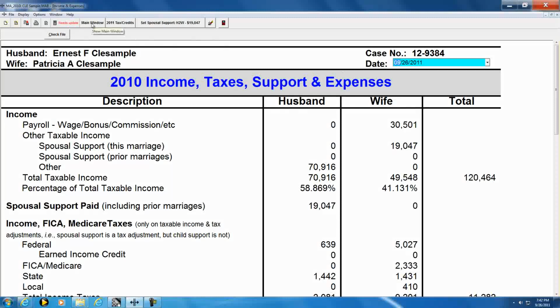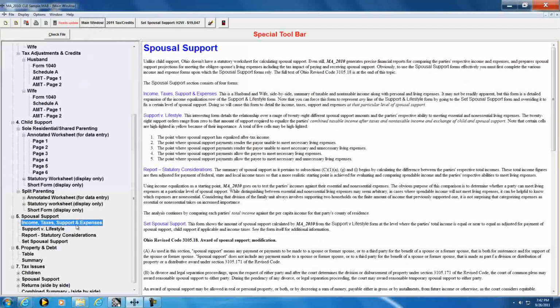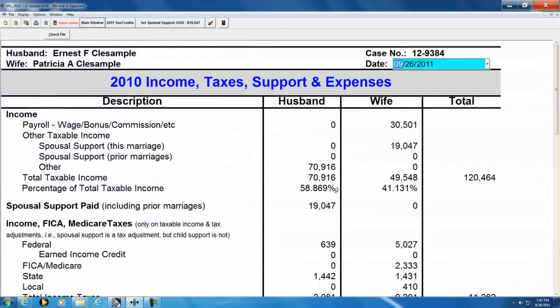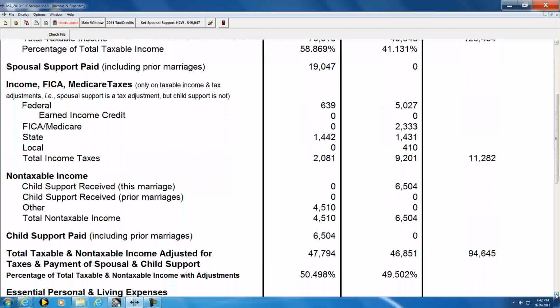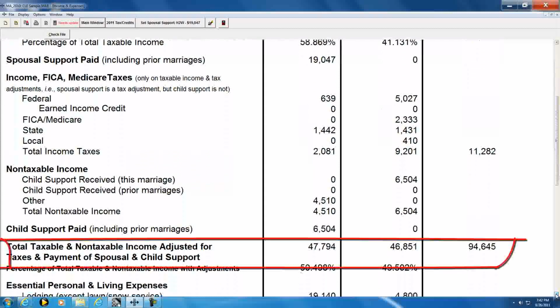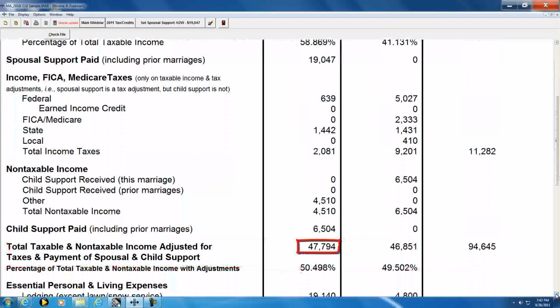I'll click on the ITSE item so you can take a look at the report. If you're interested strictly in income equalization, the line to take a look at is total taxable and non-taxable income adjusted for taxes and payment of spousal and child support. Yeah, that's what it says. That's what it is. On that line, you see $47,794 in the husband's column and $46,851 in the wife's.